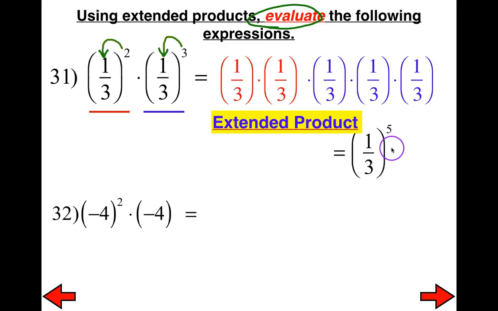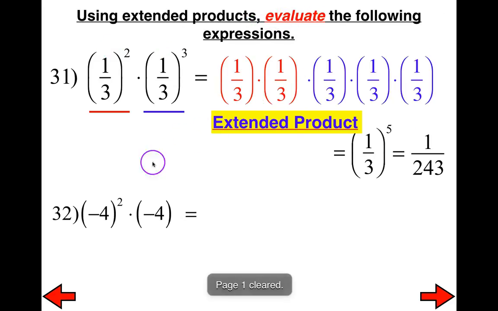1 times 1 times 1 times 1 times 1 is just 1. Okay, here, 3 times 3 is 9. 3 times 3 is 9. 9 times 9 is 81. 81 times 3, we already did this, but I forgot. So that's going to be 243. So it's going to be 1 over 243 would be your answer evaluated.